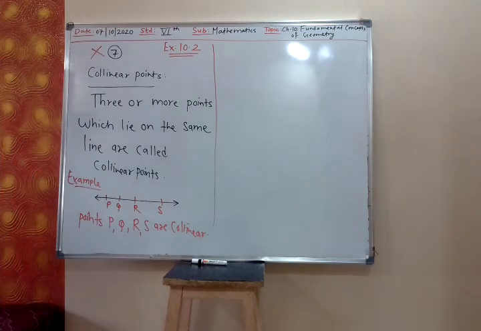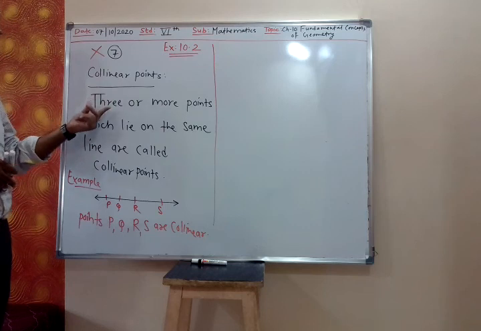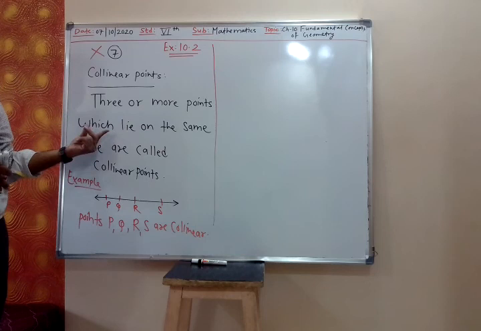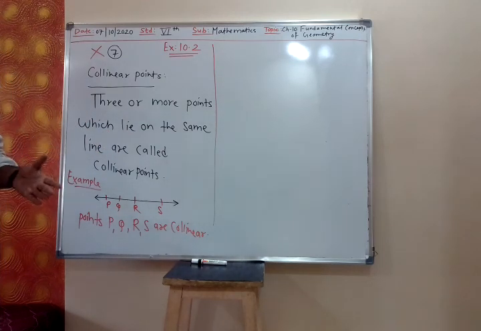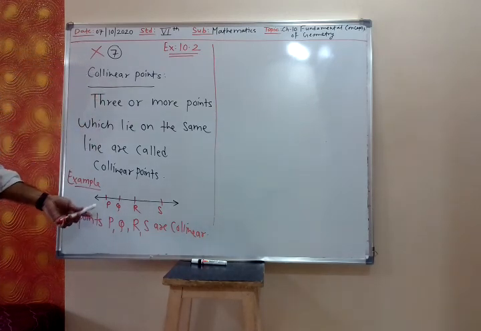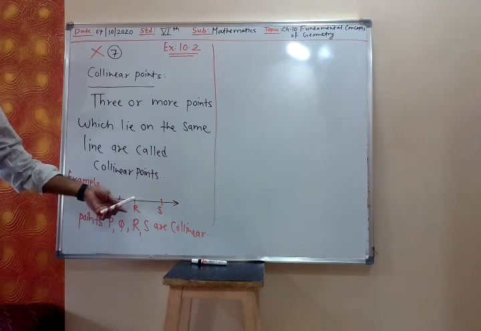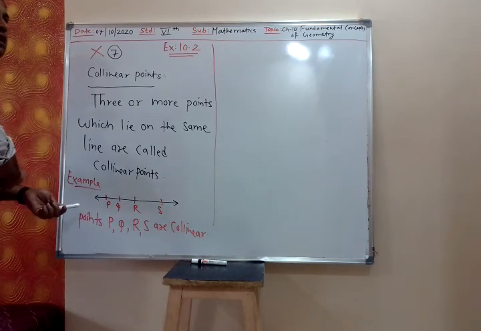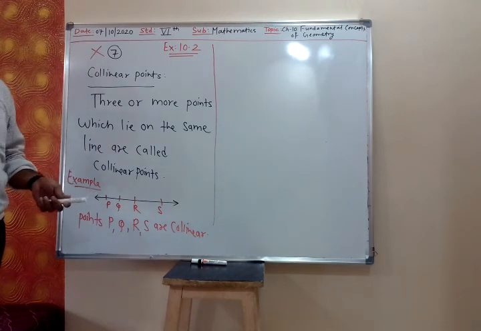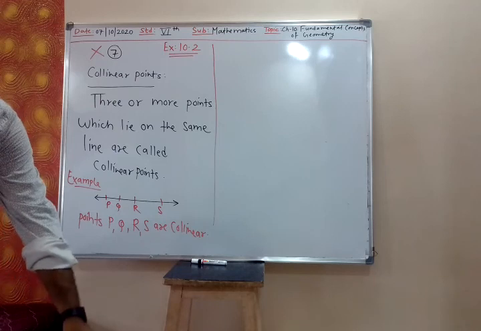Now to solve it, we have to understand the concept of collinear points. Collinear points means 3 points or more than 3 points. They are called collinear points when they lie on the same line, for example PQRS. All the 4 points lie on one line. So points PQRS are called collinear points.